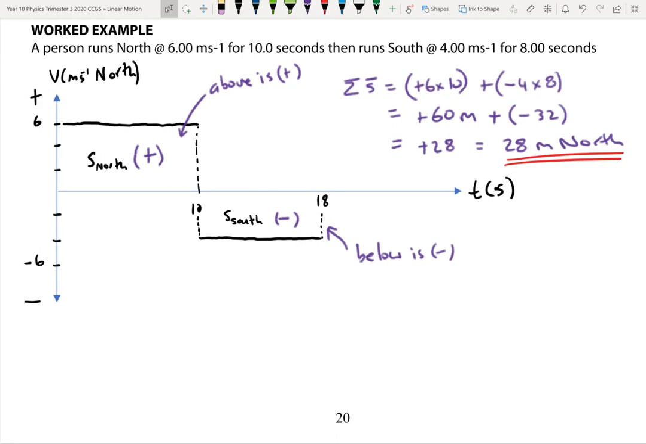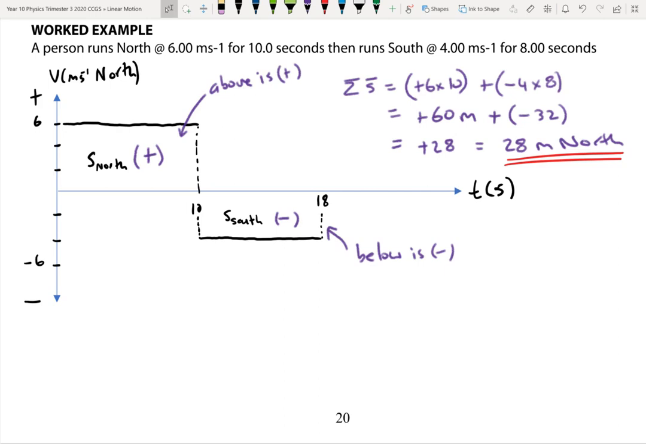What was the total distance that the student travelled in the 18 seconds? What is it? It's not 18 meters. 92? Who said 92? Have a look. With distance, we just ignore the plus signs. Don't worry about north and south. I ran 60 metres, then I ran 32 metres. I have run 92 metres.